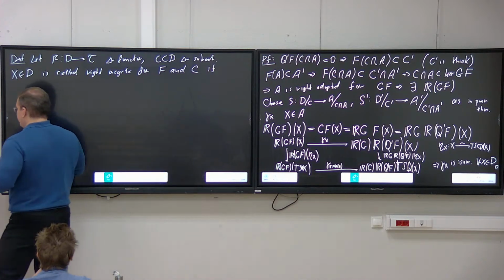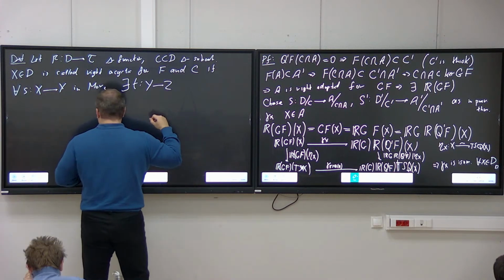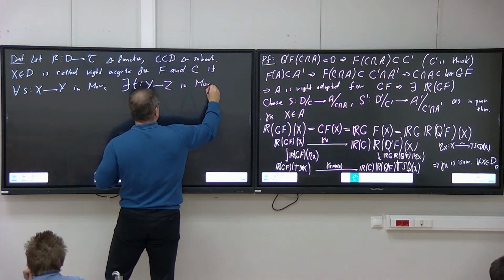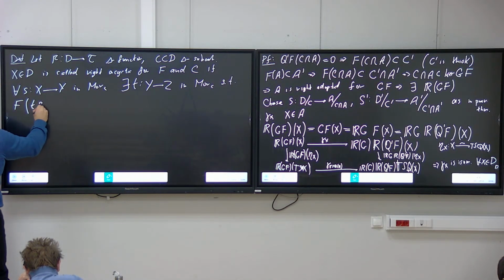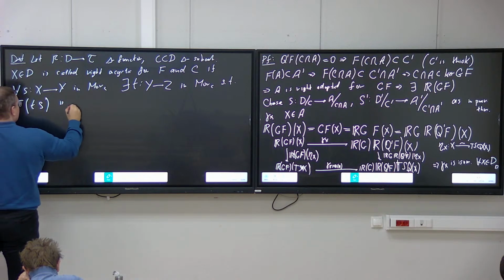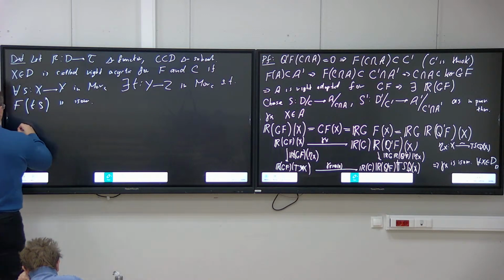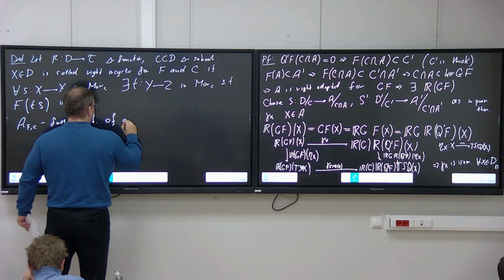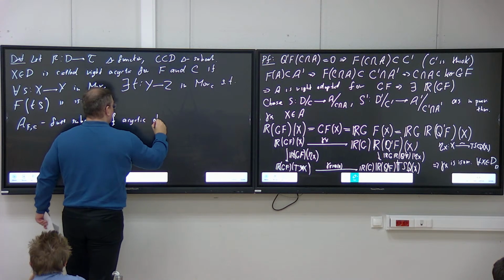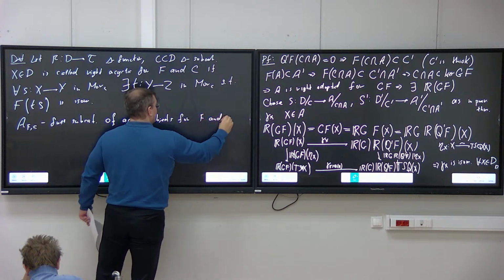we have the following property: for any map, say S, from X to Y, which is a map again in Mor C, such that the functor f applied to it is an isomorphism, and the notation, A with indices F and C, is the full subcategory of acyclic objects for F and C.